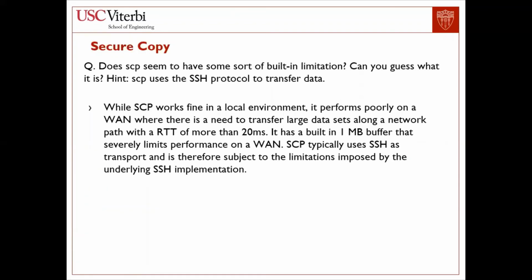Now the question is, does SCP have some sort of built-in limitation? While SCP works fine in a local environment, it performs poorly on a WAN where there is a need to transfer large data sets along a network path with RTT of more than 20 milliseconds. It has a built-in 1 MB buffer that severely limits performance on a WAN. SCP typically uses SSH as transport and therefore it is subject to the limitation imposed by the underlying SSH implementation.